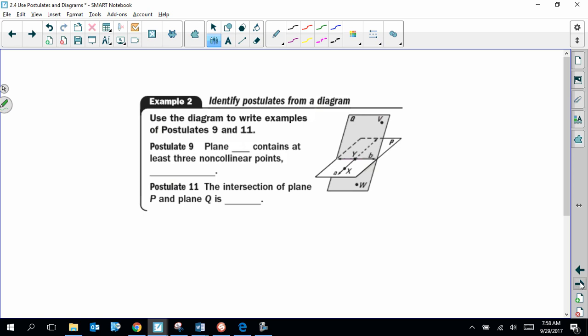So here, use the diagram to write examples for postulates 9 and 11. The way that you write this, again, is they're just asking you to fill in the blank of their sentence, but it's not necessarily something that you might write yourself. So in postulate 9, we're saying that plane Q contains at least three non-collinear points. I'm sorry, not point Q, but plane Q. So I'm going to just pick three non-collinear points on that plane so that I can identify it. And here, postulate 11, the last one that we saw: the intersection of two planes has to be a line. So in this case, it's line B where they intersect each other.